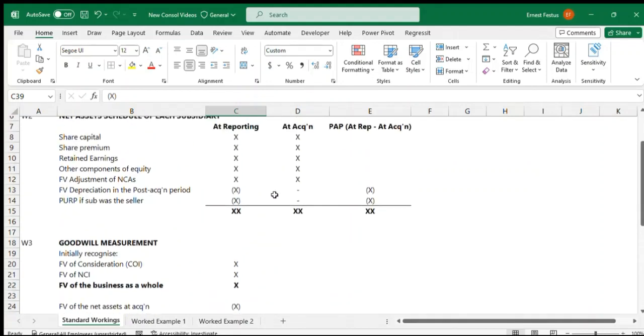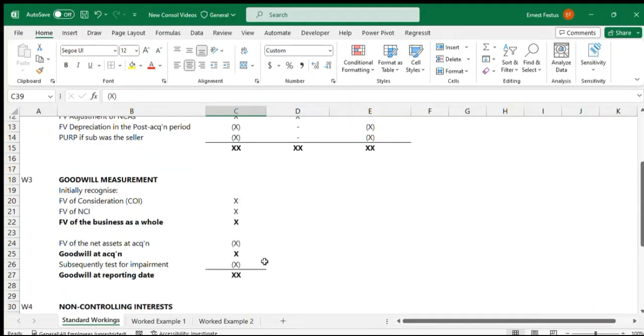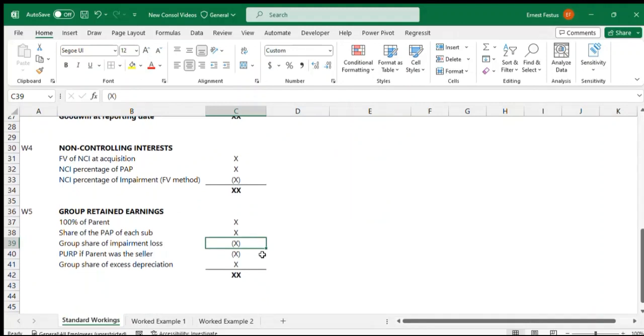In the net asset schedule, we said that if the subsidiary is the seller, then we calculate the provision for unrealized profits and treat it in the net asset schedule, because the net asset schedule represents everything pertaining to the subsidiary. But where the parent is the seller, we treat the item in the group retained earnings, because the retained earnings is calculated from the perspective of the parent.